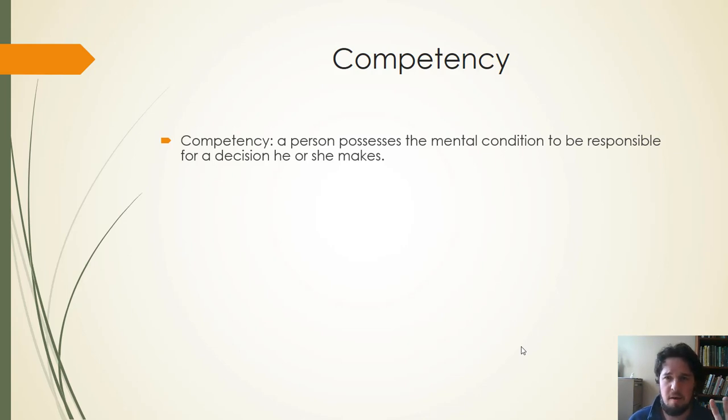Right? So a 5-year-old would be considered incompetent. If a 5-year-old decides something and it results in something bad, they're not really going to be held responsible for it because they're 5 years old. They're not competent.